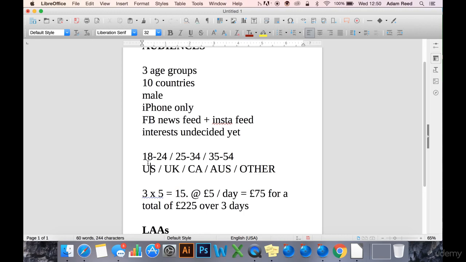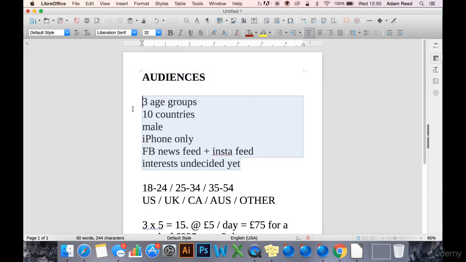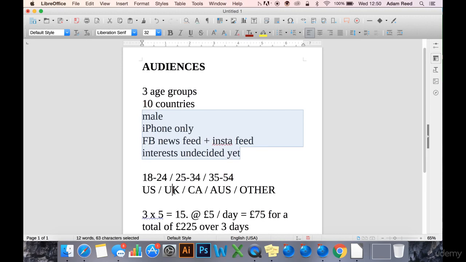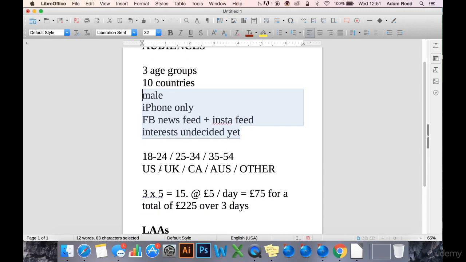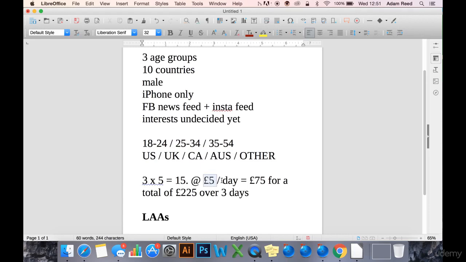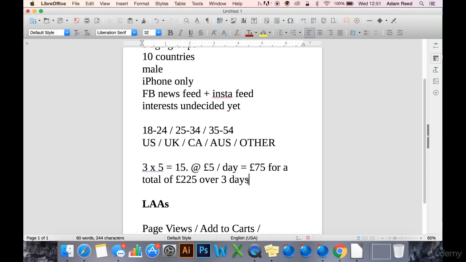So I'll have a US 18 to 24 with these settings. I'll have a UK 18 to 24 with these settings, a Canada 18 to 24 with these settings, and so on and so on. And then I'll have a 25 to 34 for each of these. And that's how you get 15, 3 times 5. And they're all going to run at £5 a day each. That equals £75 a day for a total of 225 over 3 days.